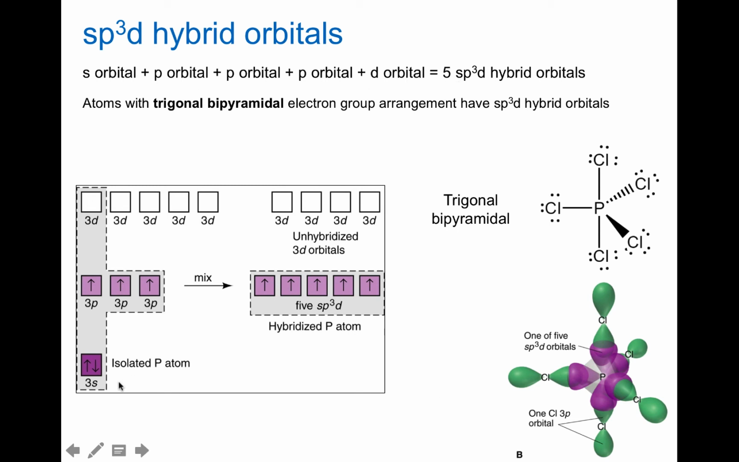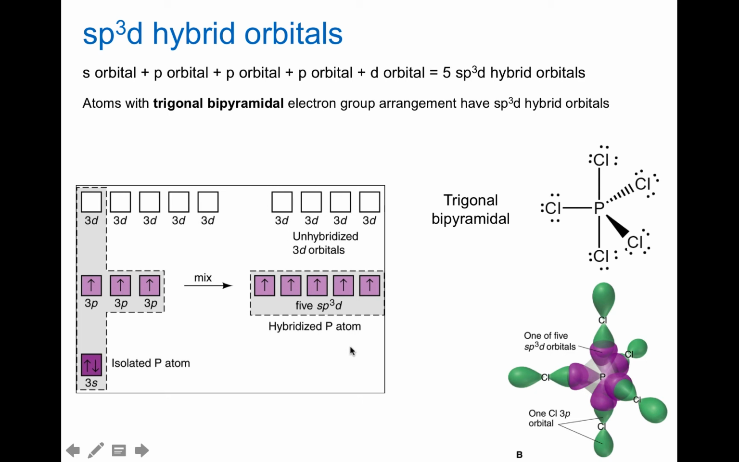And so here's the valence electron configuration for an isolated phosphorus atom. Remember that 3d sublevel is completely empty, but phosphorus is capable of borrowing one of those empty orbitals when it hybridizes. And so it's going to take its 3s, all 3 of the 3p orbitals, and one of those empty 3ds to make a total of 5 sp3d hybridized orbitals.